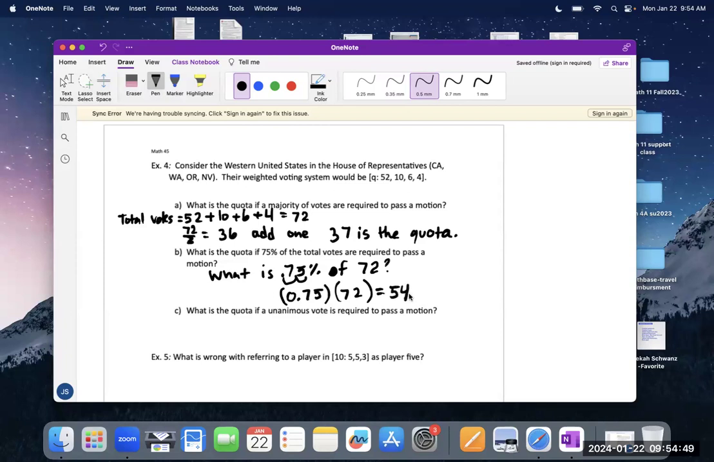If this was a decimal answer, I would have rounded up, but since it's not, I'm just going to leave it as is. With majority, because majority means more than 50%, you have to add 1. So we added 1 to the 36 above. But here it's just 75%. So 75% of the votes would be 54. 54 is sufficient to pass a motion. So 54 is the quota.